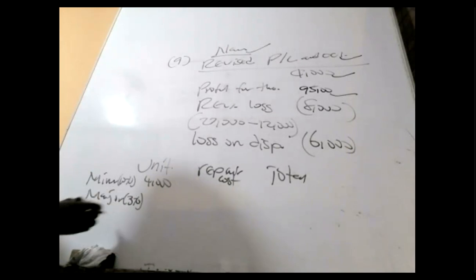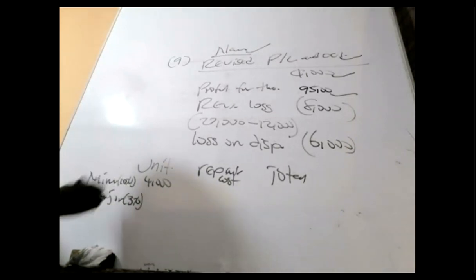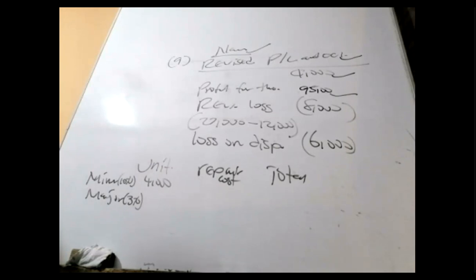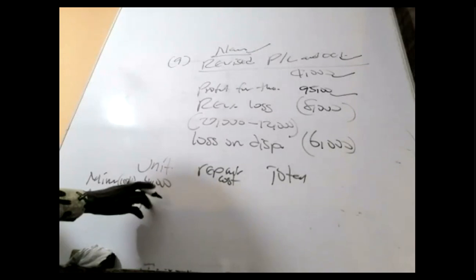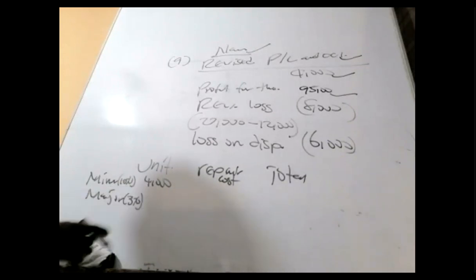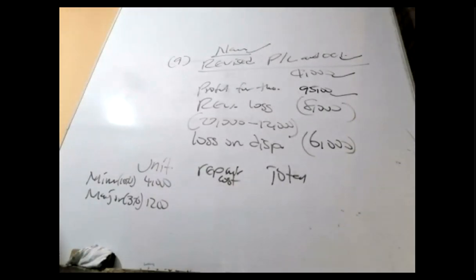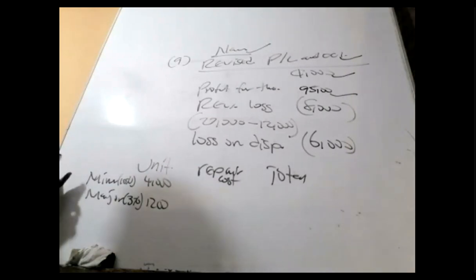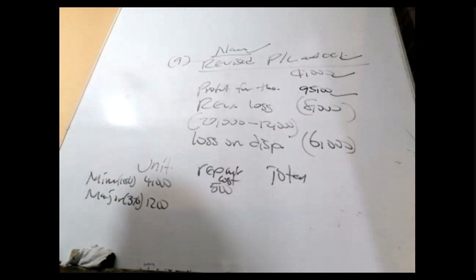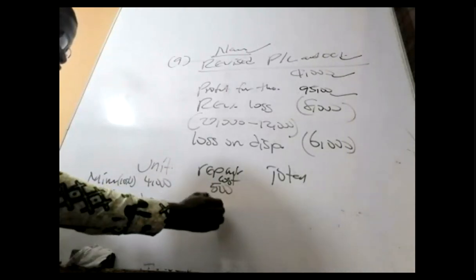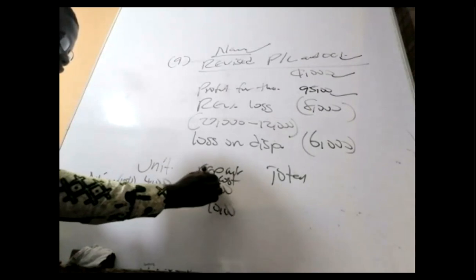The major is 3%. So 3% of 40,000, my calculator is saying, is 1,200. Good. Should be 1,200. Then finally, what is the repair cost? To conduct a major repair, it is 500 Ghana cedis. And to conduct a minor repair, it's 10,000 cedis. So finally, you multiply.